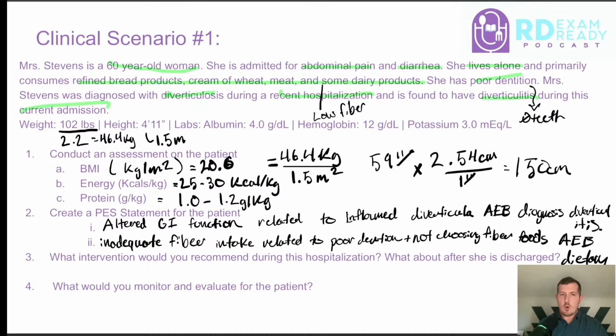Step three, what intervention would you recommend during this hospitalization? What about after she is discharged? So, what should be her diet while she is in the hospital right now with diverticulitis? If you are the RD, you look on her chart and it says regular diet, and you go, oh, I want to change that to something. What diet are you going to change it to while she's in the hospital? What do you think?